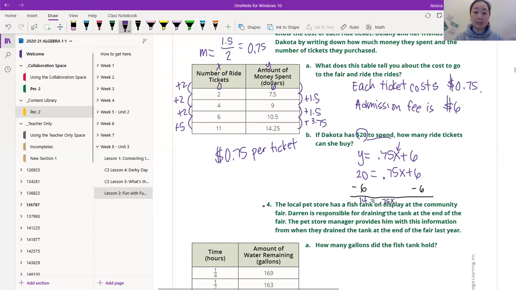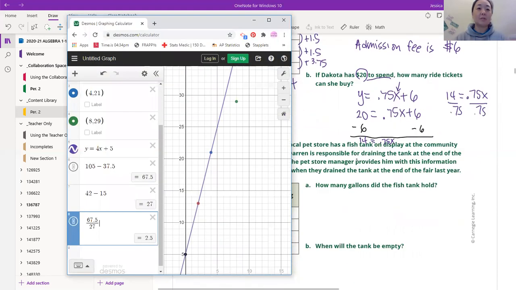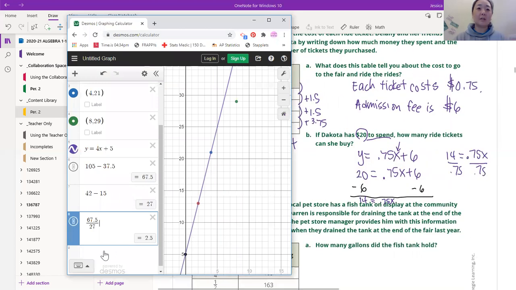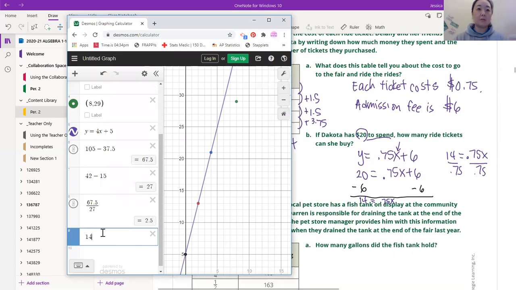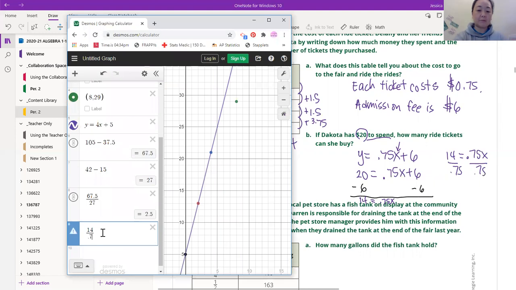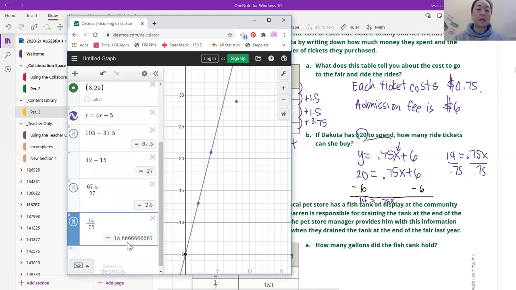Well, let's see how many tickets you can buy. How would we do that? We would divide, right? So here, I'm going to write this a little bit bigger because that's kind of small. We're just going to divide it by 75 cents. So you take your calculator, which I forgot I'm using Desmos. I'll use Desmos. So we're going to take that $14 and divide it by 0.75. And it looks like you can buy 18.6 repeating of them.